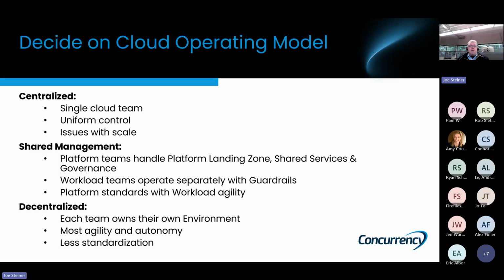And really there's 3 general models for how you might have your people aligned to managing the services within there. First one is the centralized model, where we have one cloud team. They control everything end to end. They manage it all, which is great. You have a lot of control in that environment. It's very easy to implement standards in that kind of world.